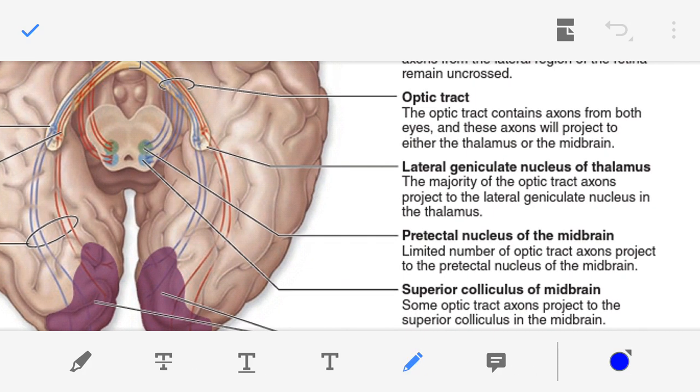Now the lateral ganglionic nucleus of the thalamus. The majority of the optic tract axons enter into the lateral ganglionic nucleus in the thalamus. So here the lateral ganglionic nucleus of the thalamus is shown, and you can see the majority of the fibers of the optic tract are entering into the lateral ganglionic nucleus of the thalamus.